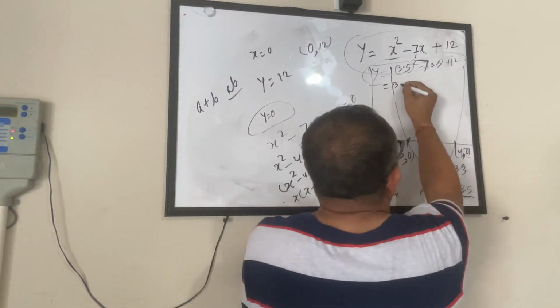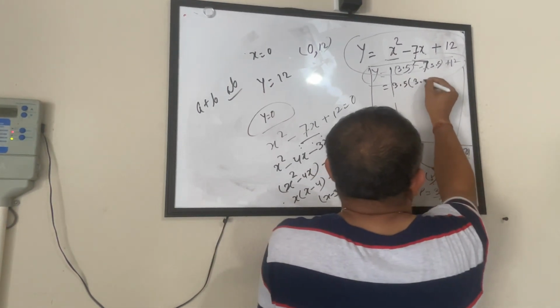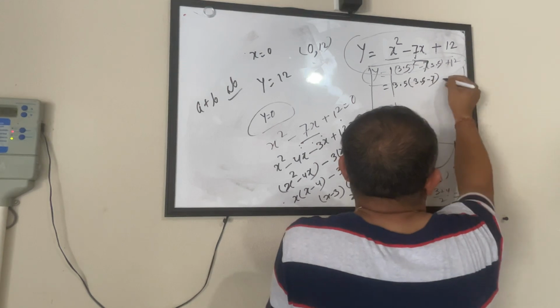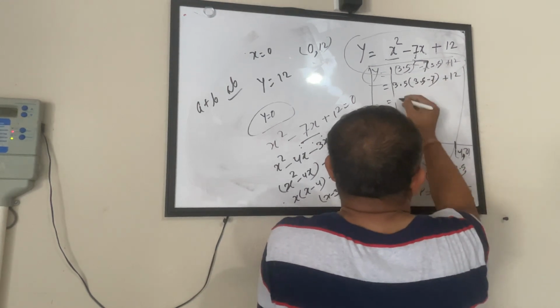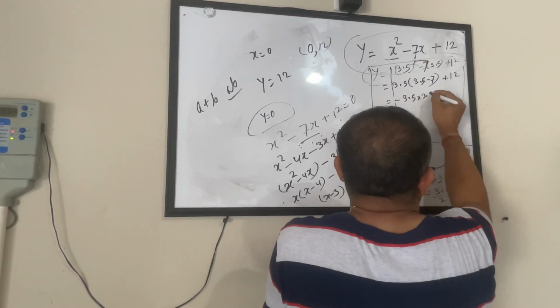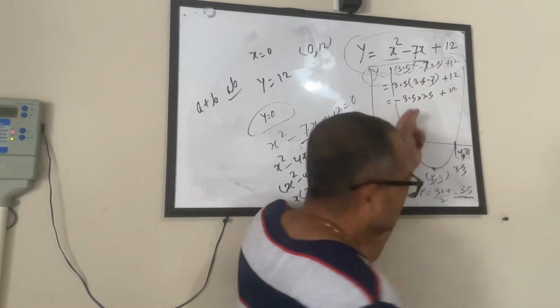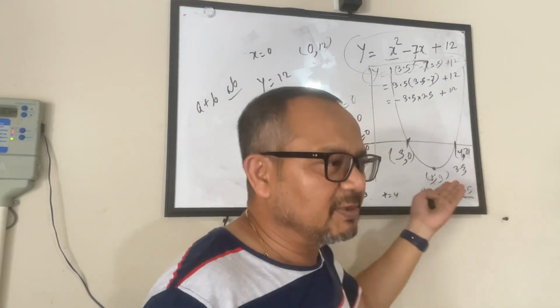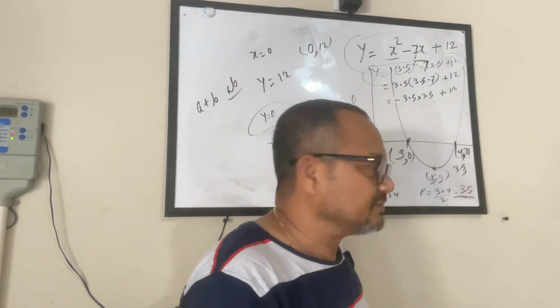3.5 squared minus 7 times 3.5 plus 12. Whatever it is, you guys can use the calculator for this one.